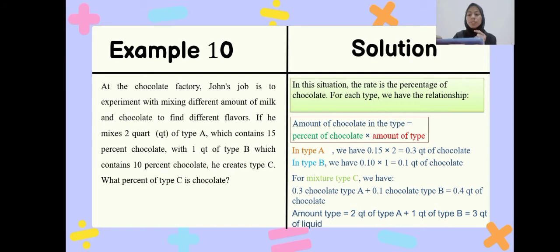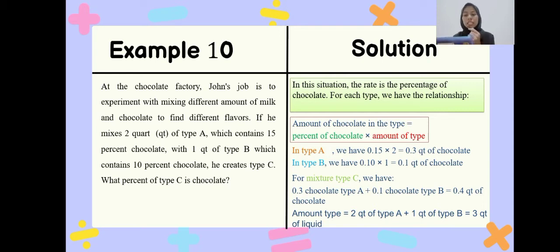Next, example number 10. At the chocolate factory, John's job is to experiment with mixing different amounts of milk and chocolate to find different flavors. If he mixes 2 quarts, the symbol is QT, of type A, which contains 15% chocolate, with 1 quart of type B, which contains 10% chocolate, he creates type C. What percent of type C is chocolate?